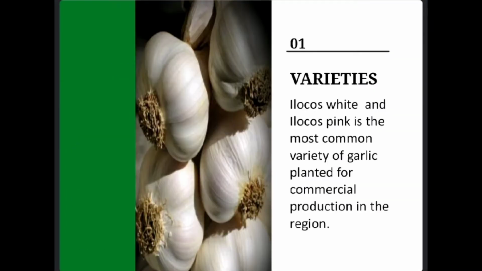Varieties. Description of garlic varieties in the Ilocos region. Ilocos White and Ilocos Pink are the most common variety of garlic planted for commercial production in the region. Ilocos White is moderately resistant to insect pests and diseases. It matures 90 to 100 days after planting. It has a potential yield of 3.5 tons per hectare. It has a prolonged span of shelf life.